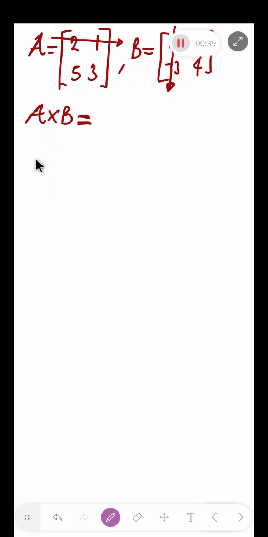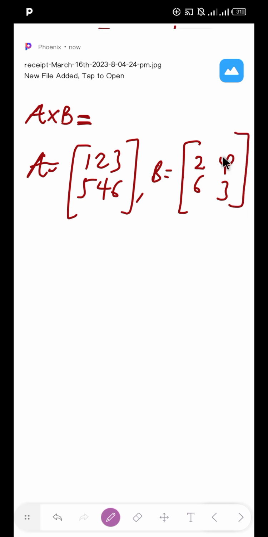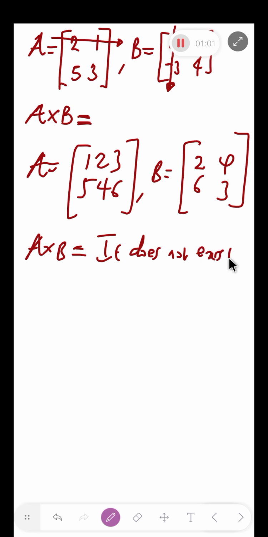What if you have a matrix of this form? 1, 2, 3, 5, 4, 6. And I have matrix B as 2, 4, 6, 3. Now my question is, does this multiplication exist? Absolutely no. It does not exist. Do you know why it does not exist?